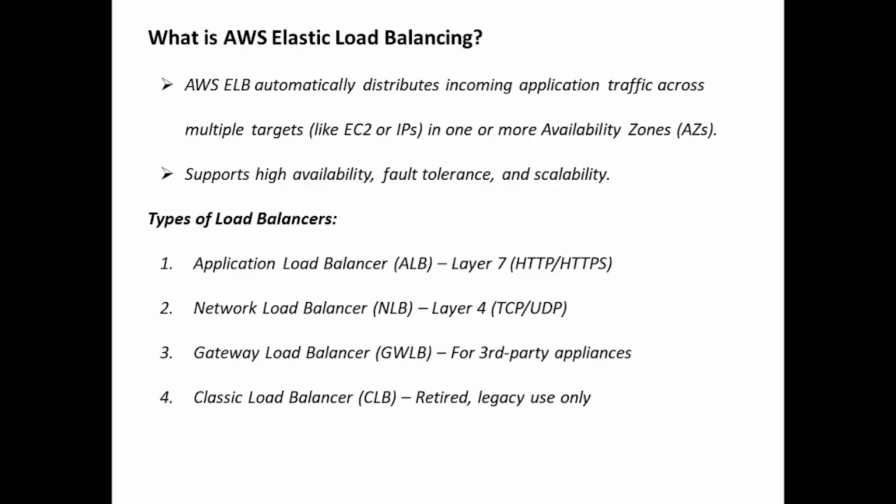This is a legacy load balancer operating at both layers, layer 4 and layer 7. It provides basic load balancing for EC2 instances, but lacks the advanced features of newer load balancers. AWS recommends using ALB or NLB for most modern architectures. Each type serves a different use case, from simple web apps to high performance backend systems, and security appliances.